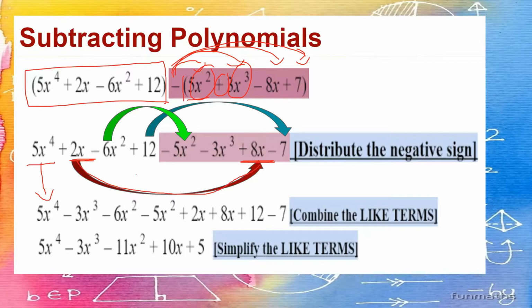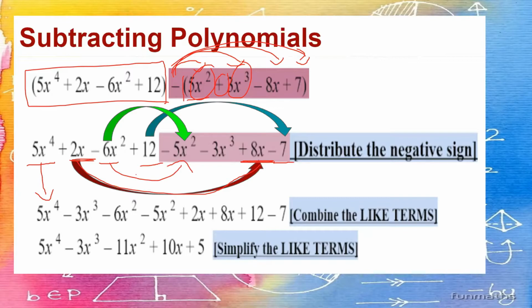And how about 6x squared? So we have to look for another term that has x squared to it. What is it? Negative 5x squared. That's so correct. So we are gonna bring this down together. How about the 12? Do we see any of the non-zero constants, just plain numbers with no variable? Negative 7. Yep, negative 7. So we are gonna bring each of them together in pairs so that you can combine them easily.